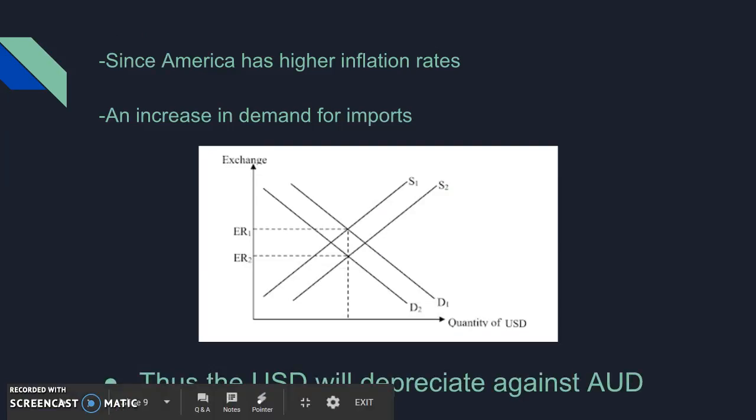As the United States has high inflation rates, there will be a decrease in demand for exports as American prices become less competitive on world markets. There will therefore be less demand for the US dollar and the demand curve will shift to the left. There is an increase in demand for imports as overseas goods become relatively cheaper to the American domestic market. There will therefore be increased supply of the US dollar and the supply curve will shift to the right. Thus, the US dollar will depreciate against the Australian dollar.